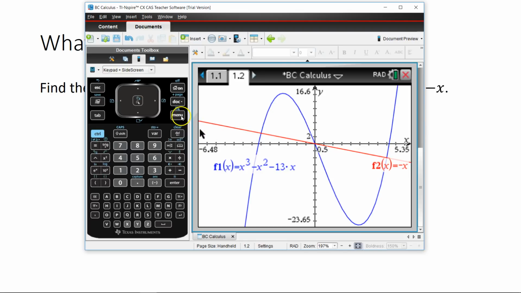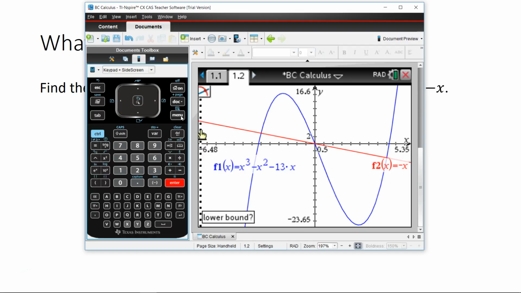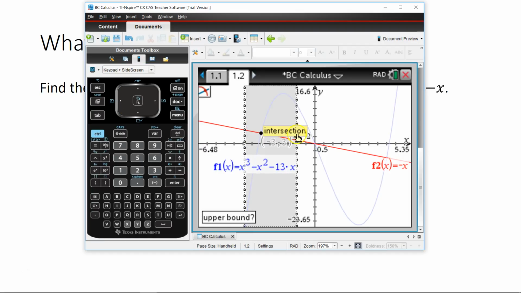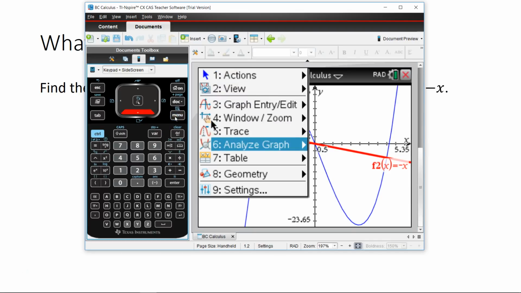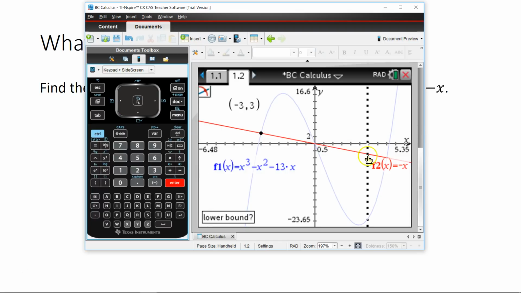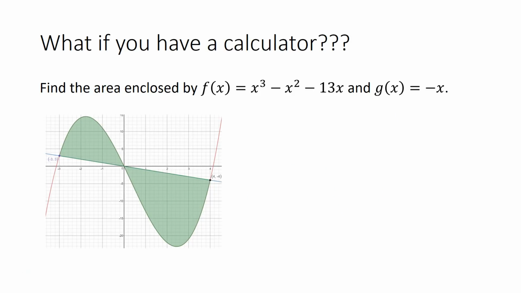So you could find the intersection points by going menu, analyze graph, intersection, left side, right side. We get one at negative 3, 3. And menu, intersection. Looks like we also have one at, drum roll, 4, negative 4. Okay, so we're integrating from negative 3 to 0 and then 0 to 4. And I actually have a picture of that from Desmos here. Okay, so our negative 3, 0, and 4 are where we have our intersection points.